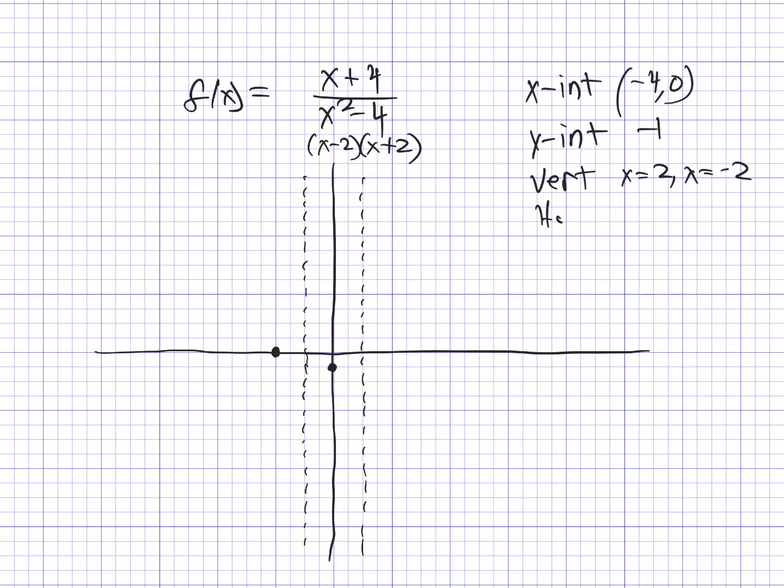And the horizontal asymptote, what do you notice about that? The top is smaller than the bottom, right? What does that mean? Yeah, y equals 0. And oh no, we have an x-intercept at negative 4. What does that mean?